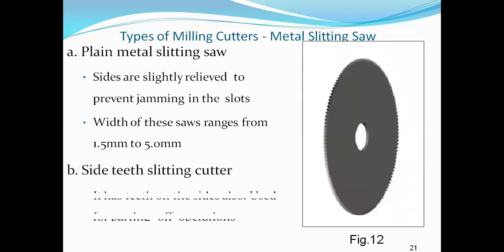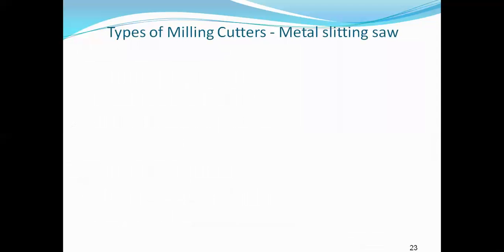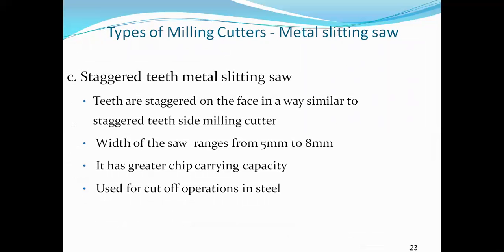Side teeth mill slitting cutter: it has teeth on both sides also, and is used for parting off operations. Parting off is also nothing but cut-off operations. Understood? Next one, staggered teeth metal slitting saw. The teeth are staggered on the face in a way similar to the staggered teeth side milling cutter.